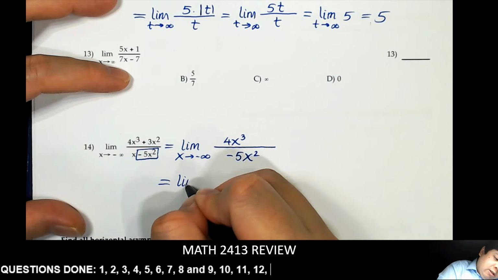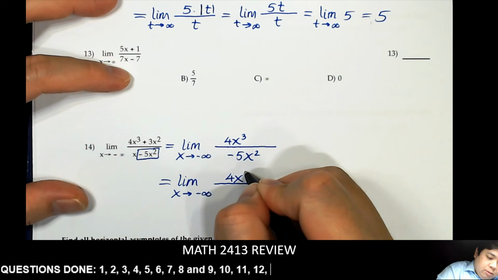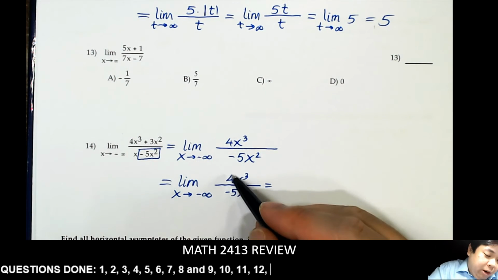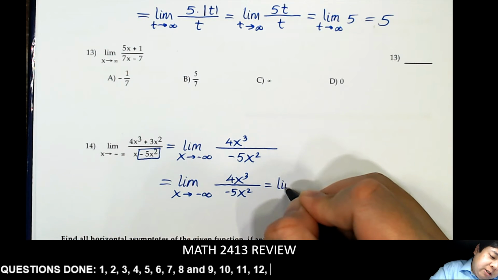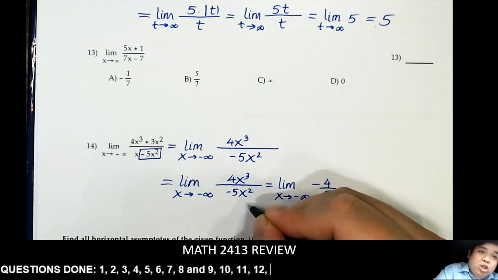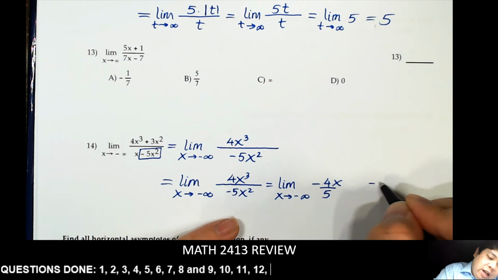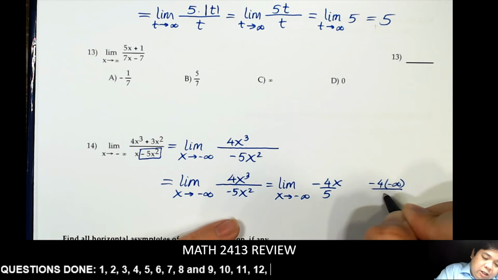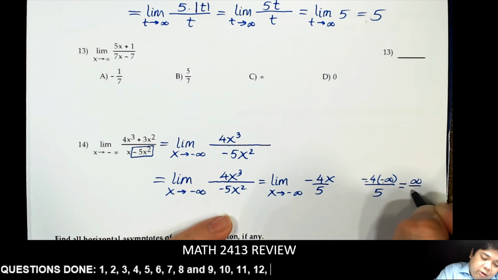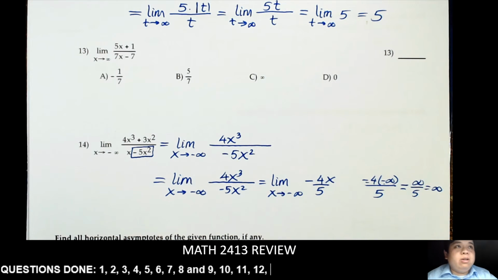Right. I don't know why I just copied from. Right. 4 divided by negative 5, so that is negative 4 over 5. And x cubed over x squared, so will be just x. Now if we put negative infinity into it, and negative, that is positive. So we turn into infinity over 5, which is infinity. So that's what we have.